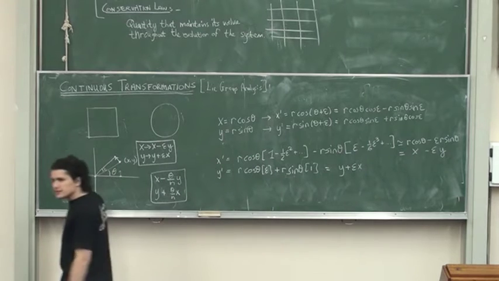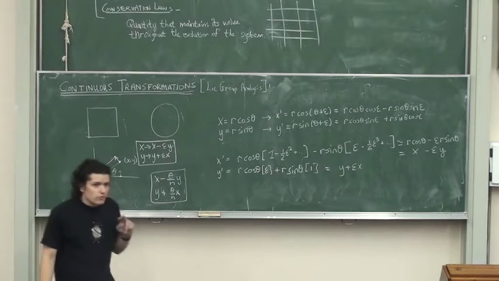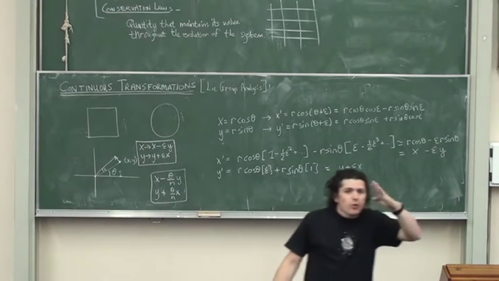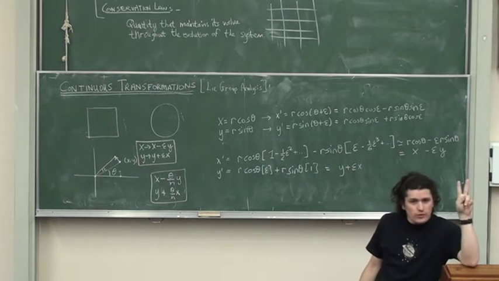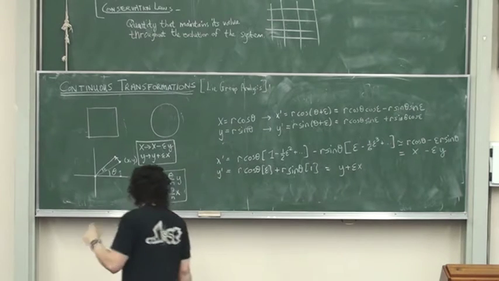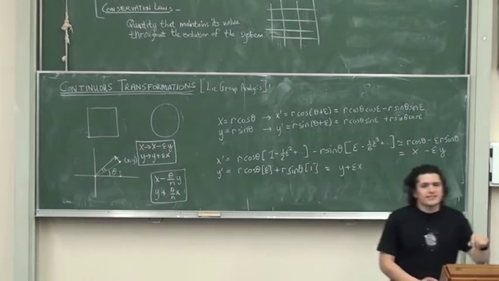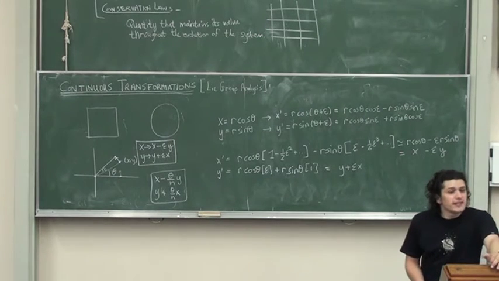Try it as an exercise. So what it means is three things. One, we're doing an infinitely small rotation. Two, we have enough information encoded in that infinitely small rotation to do any rotation. And three, we're interested in objects that are symmetric under these infinitely small rotations.